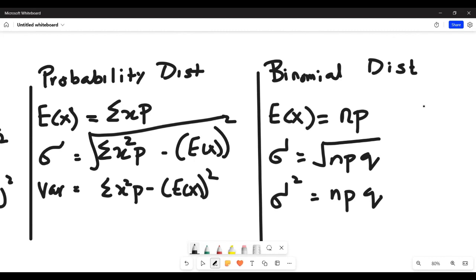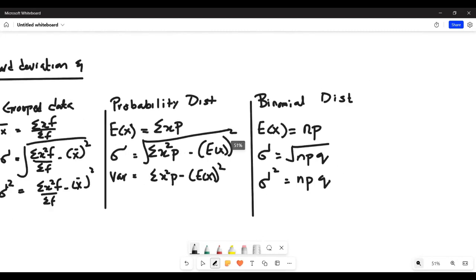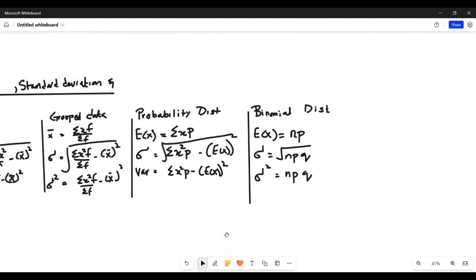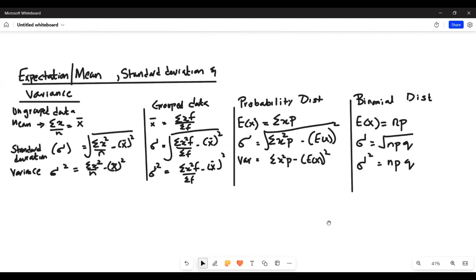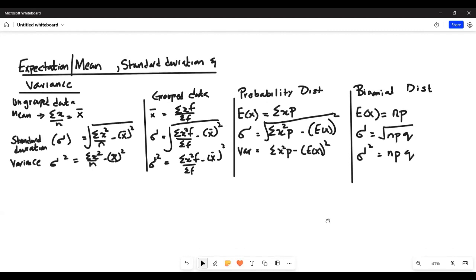All these formulas that I've mentioned on the board are given in the formula sheet, in the formula document, in the statistics section. Okay. Now we're going to start the worksheet directly.